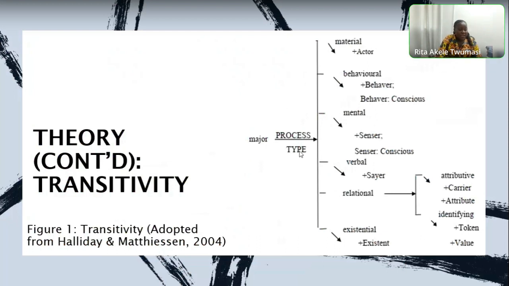Transitivity is realized in the experiential component of the ideational metafunction. It is the lexicogrammatical resource to construct experience, both outer and inner, and reduces countless experiences into a manageable set of process types. Transitivity is concerned with three major components of the process: the process, participants in the process, and the circumstances associated with the process.